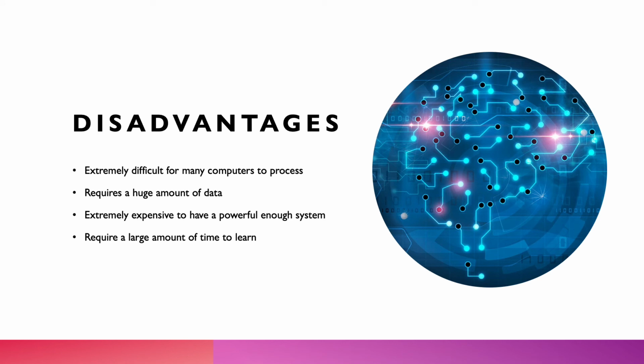Disadvantages: extremely difficult for many computers to process. Deep learning systems require an extremely powerful computer to be able to process all that data. Require a huge amount of data. Without a large amount of data, deep learning systems output very low quality. Extremely expensive to have powerful enough systems. In order to be able to run these systems, they require expensive computing hardware.